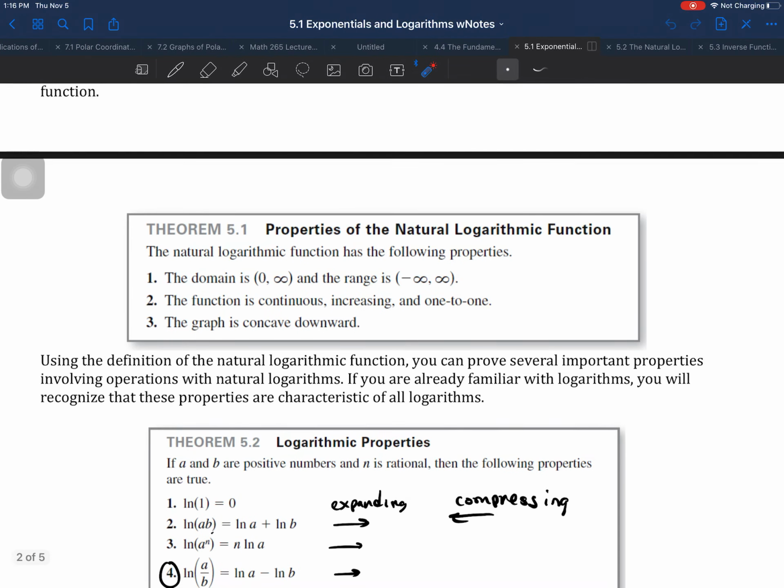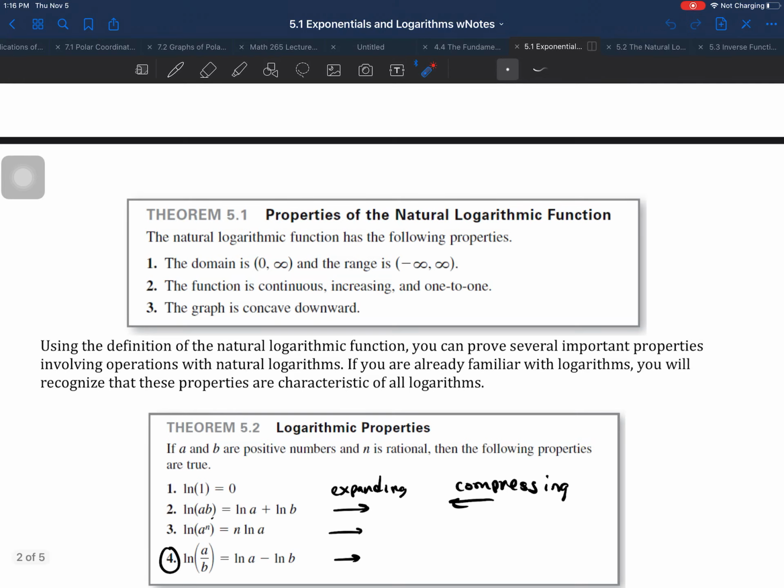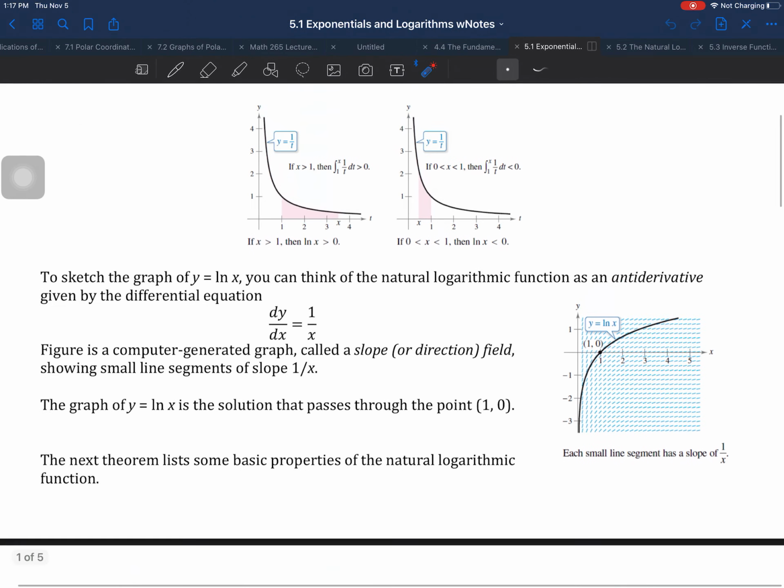The next theorem gives some basic properties of natural logarithm functions. This is where it seems more familiar from what we learned in college algebra. The natural logarithmic function has the following properties. The domain of the log function is from 0 to infinity, excluding 0, and the range is from negative infinity to infinity. The function is continuous within the domain, is always increasing, and is one-to-one. The graph is concave downward. As we can see here, the function is concave downward.